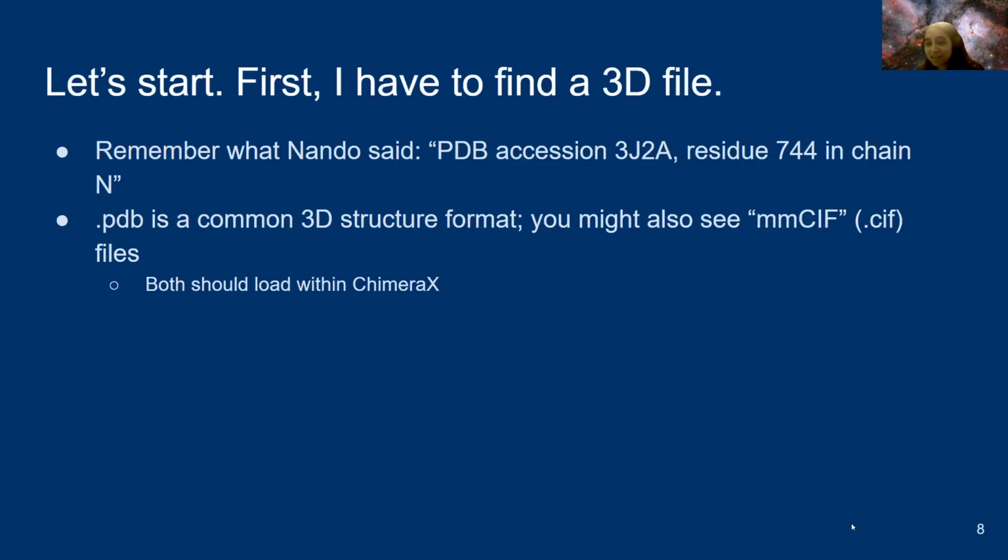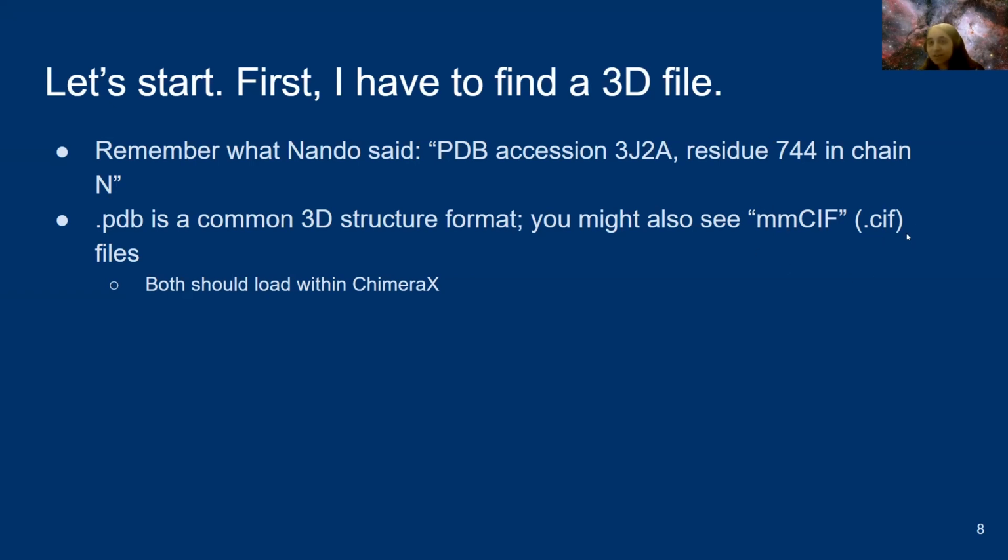Now, as far as finding a 3D file, there are lots of websites and ways that you can obtain a 3D file. For this particular example, Nando had said in the blog post all of these words regarding what structure he was looking at. So just to break this down a tiny bit, PDB is a type of 3D structure format. It's also possible that you might see these .cif files.